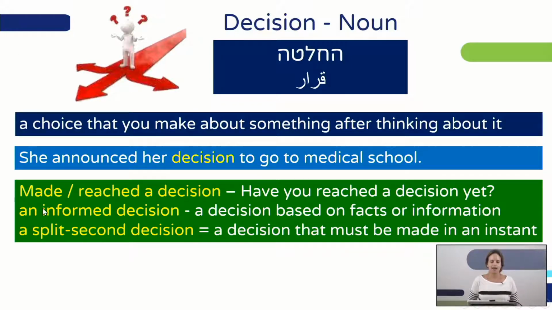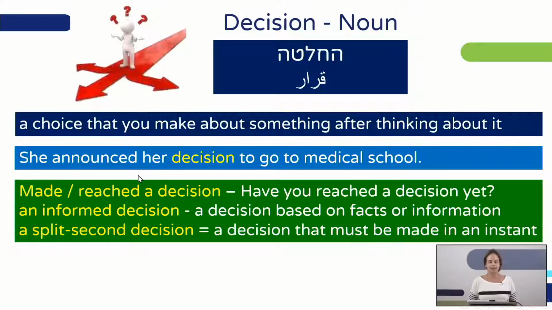In our extras we have here, you can say to make or reach a decision. So it basically means, have you reached a decision yet? So have you reached a decision yet on where we should go on vacation? An informed decision is a decision which is based on facts or information. And a split-second decision is a decision that must be made in an instant. So a split-second decision is a decision that you make without really having time to give much thought to it, okay? You have to decide quickly.